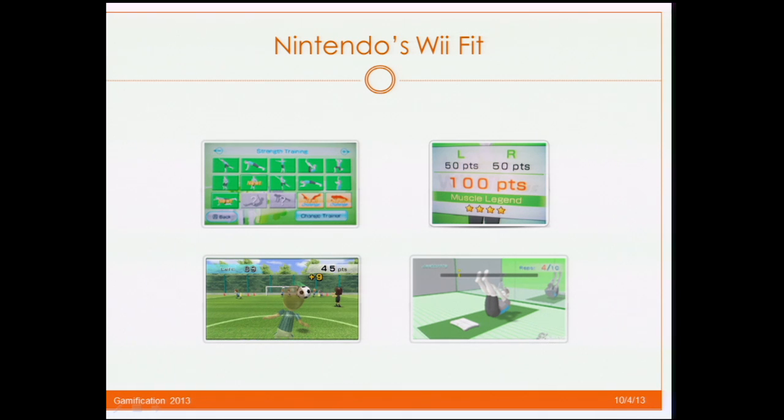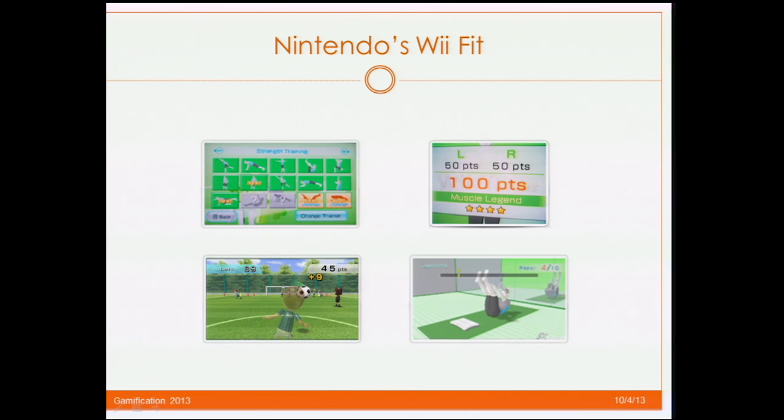Just a super brief overview of Wii Fit. The main way that people interact is in this training mode, where you can choose from a whole bunch of different types of activities. You can unlock new activities as you progress. Things like strength training or little balance games, more along the lines of the mini games that Dan was talking about earlier. Or you can see here heading a soccer ball.